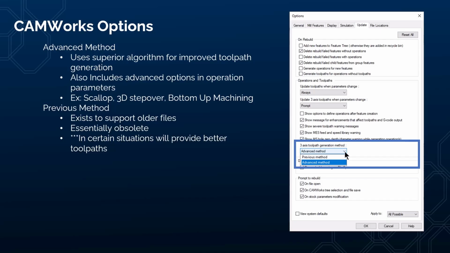This is the older algorithm, and it is essentially obsolete. Moving forward, you really should just be using the advanced method. But saying that, there are certain situations where this method will actually provide better toolpaths. So really, the previous method is just there to support older files, but in some scenarios, it does give you slightly better toolpaths. But moving forward, you really should only be using the advanced method.